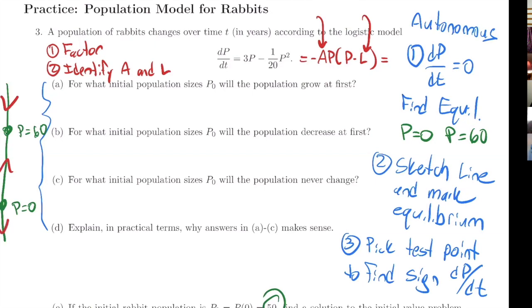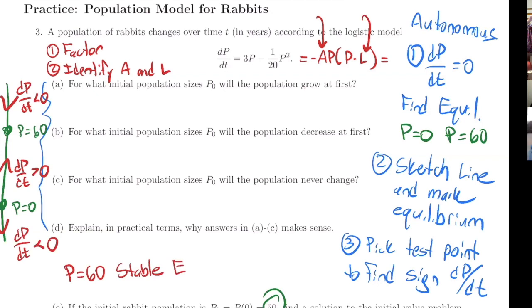I'll just say, quickly checking that if you plug in some values between 0 and 60, you get dP/dt is positive. If you pick a value bigger than 60, you'll see that the derivative is negative. And if you pick a negative value for the population, just to get an idea of what the dynamics look like, you would get that that is also negative. So we see that P equals 60 would be a stable equilibrium. P equals 0 is unstable.